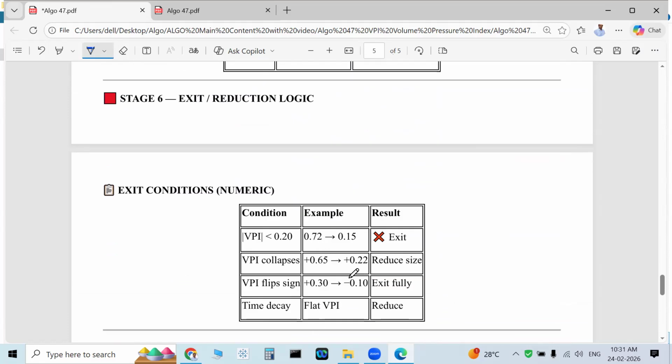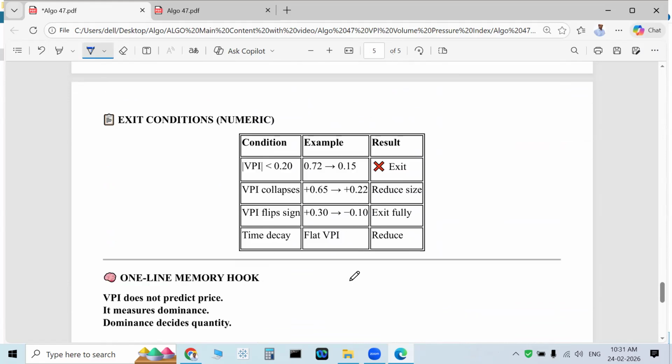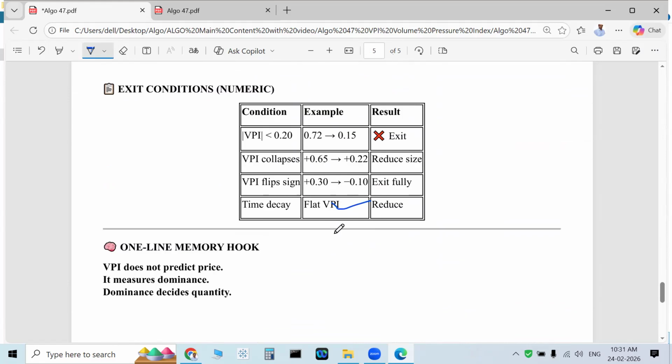If VPI becomes small again, then we will exit, or if the VPI is decreasing one by one, then we will reduce the size of the trade. And even with time decay, if the VPI reduces, then we are going to reduce the quantity. So VPI does not predict the price. It measures the dominance of either buyer or seller, and based on the dominance, we decide the number of quantity to trade. So it's not about the direction, it's about the quantity to trade in the market for buyer and seller dominance.